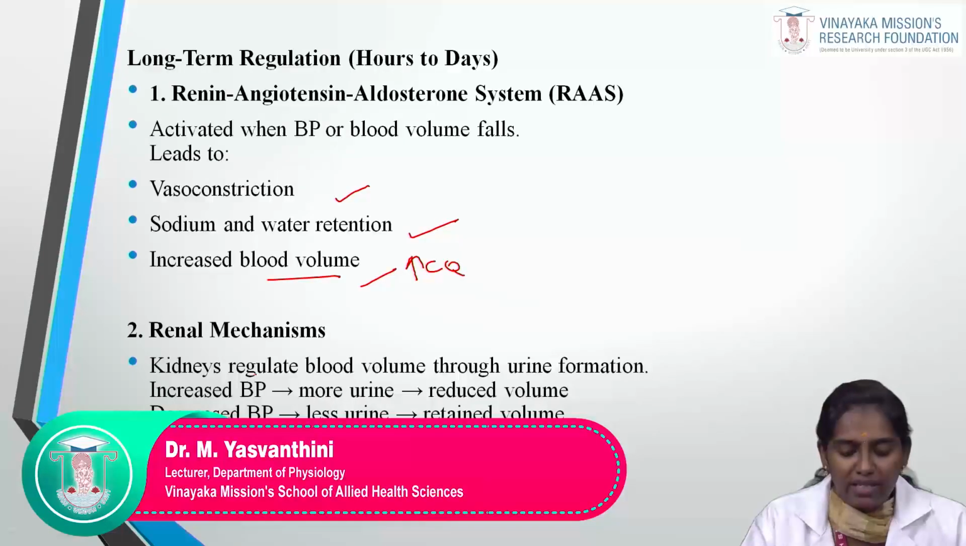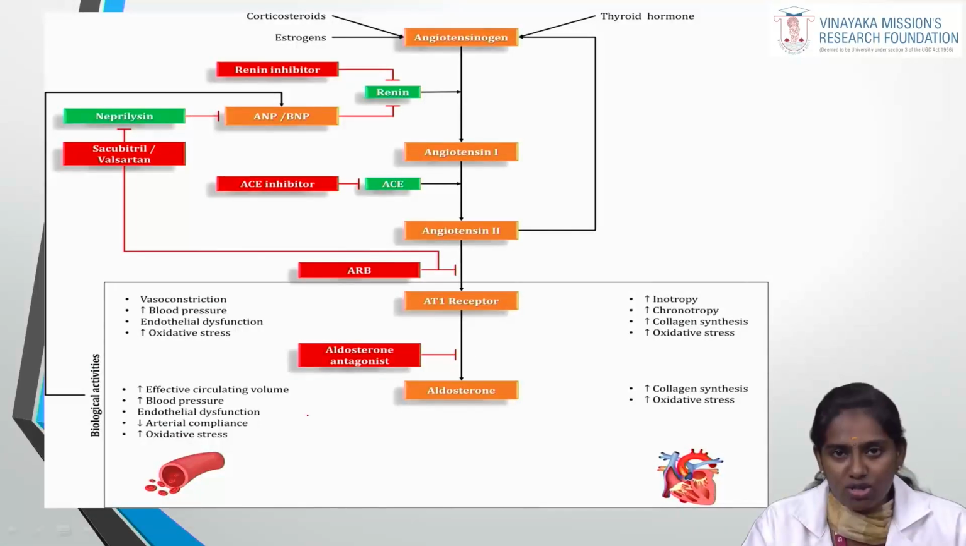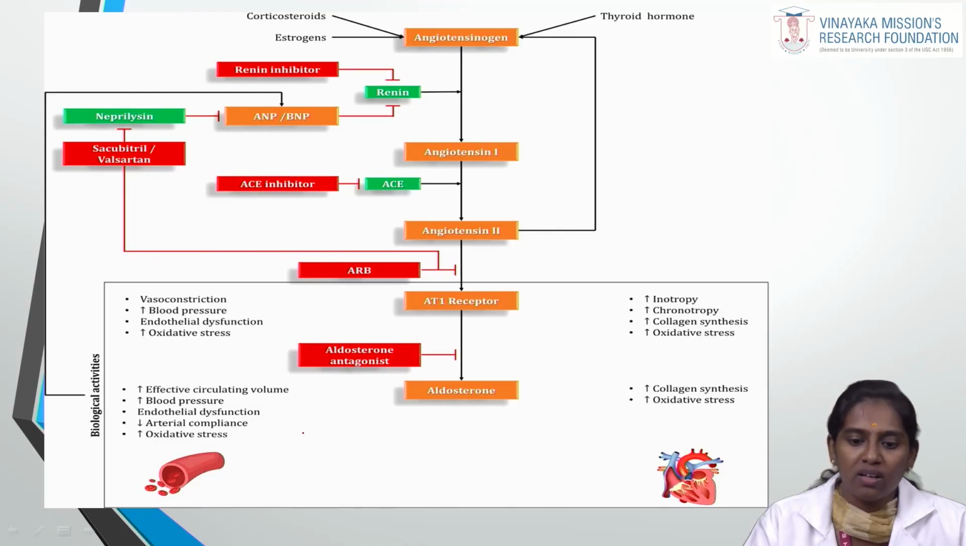Then renal mechanism. Kidneys regulate blood volume through urine formation. Increased BP leads to more urination, which reduces volume. Decreased BP leads to less urination, which retains volume. Now this is the renin angiotensin aldosterone mechanism. So what is happening is, there is a hormone, angiotensinogen.